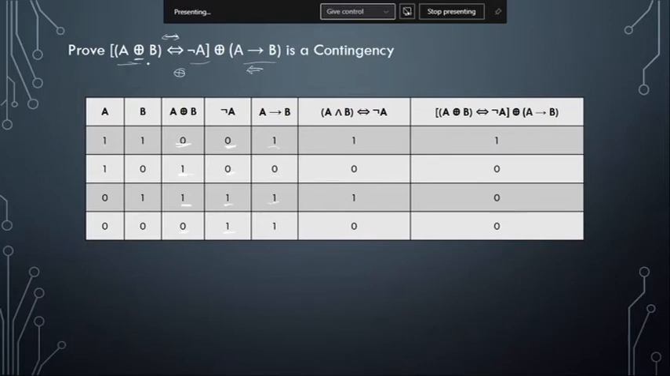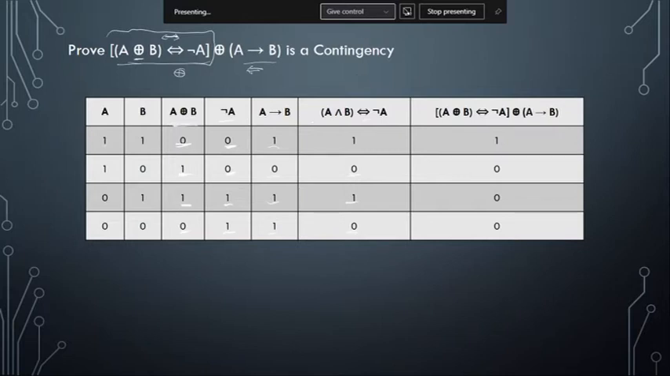Then, this proposition is the combination of A exclusive OR B, biconditional, not A. Just look at the truth value of this, then the truth value of this, then the biconditional operator. So, 0 biconditional 0 is 1, since both propositions have the same value. Then 1 biconditional 0 is 0. Then 1 biconditional 1 is 1. Then 0 biconditional 1 is 0.